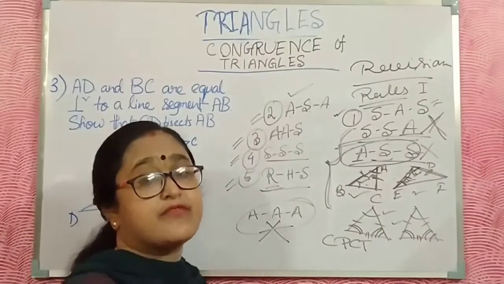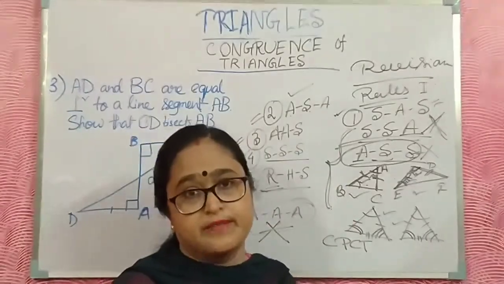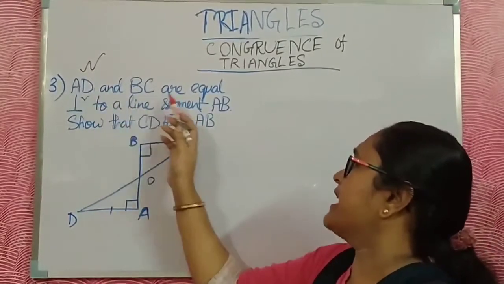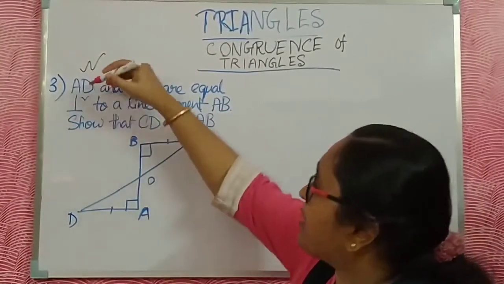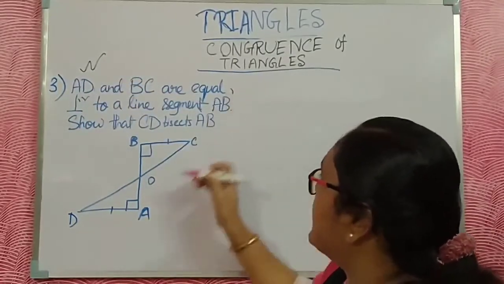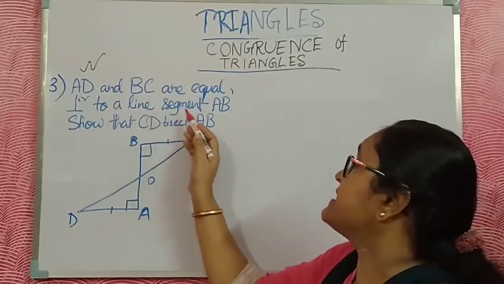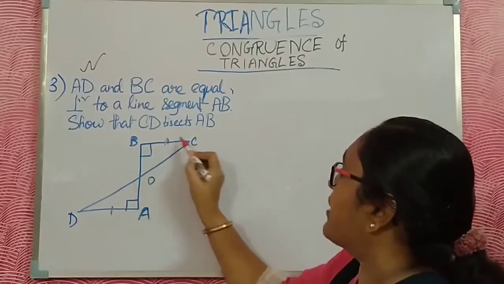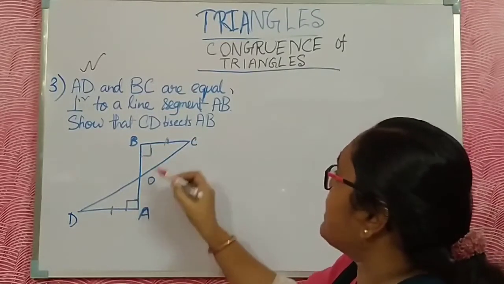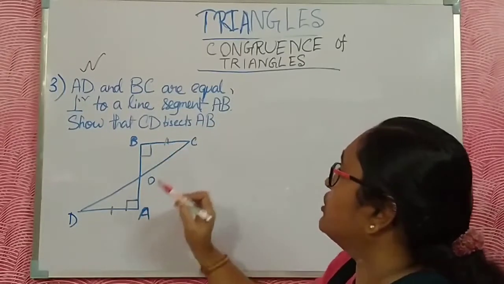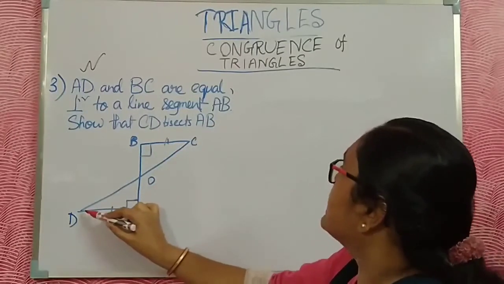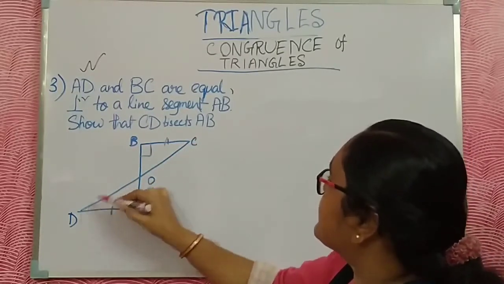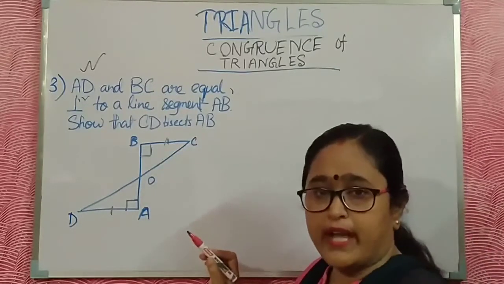Okay. Now I discuss a few sums under these properties. I take an example. AD and BC are equal and perpendicular to a line segment AB. The given is AD is equal to BC, and both are perpendicular to the same line segment AB. Then show that CD is equal to AB. You have to prove that this one is equal to this.